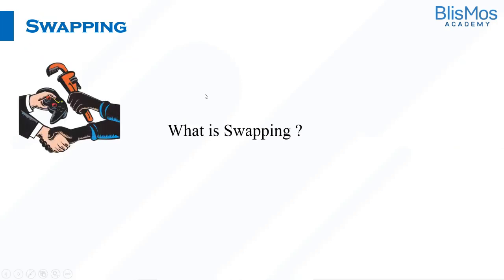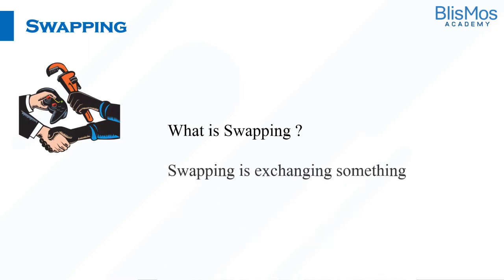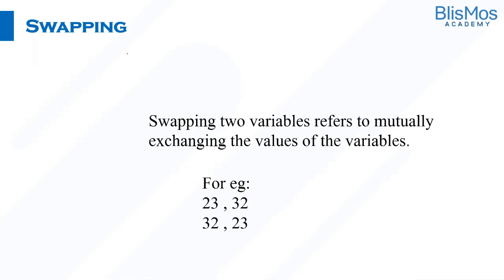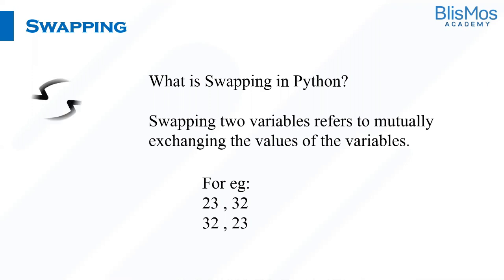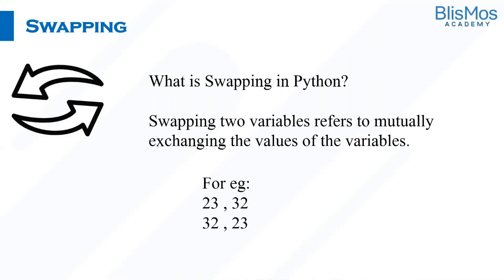So what is swapping? Swapping in general is exchanging something. You can see in this picture, they are exchanging a video game with a tool. Then what is swapping in case of Python? In case of Python, swapping is nothing but mutually exchanging the values of the variables.